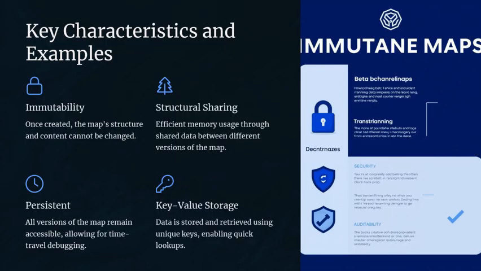Key characteristics and examples for immutable maps. There are four main key characteristics: immutability, structural sharing, persistence, key value storage. Immutability. Once created, the map structure and content cannot be changed.